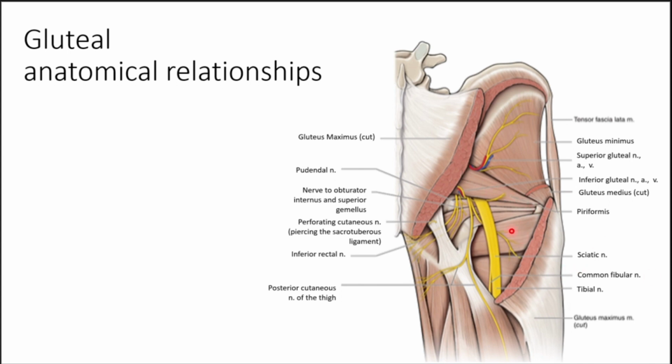It should be noted that the pudendal nerve moves deep to the sacrotuberous ligament, where it may get entrapped over the sacrospinous ligament, which would lead to chronic pain in the gluteal and the perineal region.